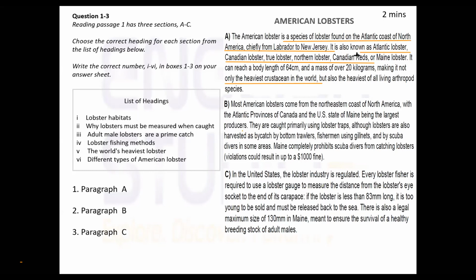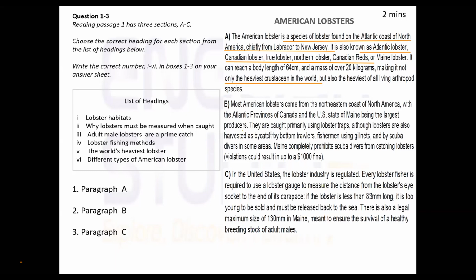And if you also see, it is also known as Atlantic lobster, Canadian lobster, true lobster, northern lobster, Canadian perch, Maine lobsters. It is the other name of the American lobster, not the different types of American lobster. Okay. So number 1 and number 6 is incorrect. And in the last paragraph, we have it can reach a body length of 64 centimeter and a mass of over 20 kilograms, making it not only the heaviest crustacean in the world, but also the heaviest of all living arthropod species. So the correct answer must be the world's heaviest lobster.